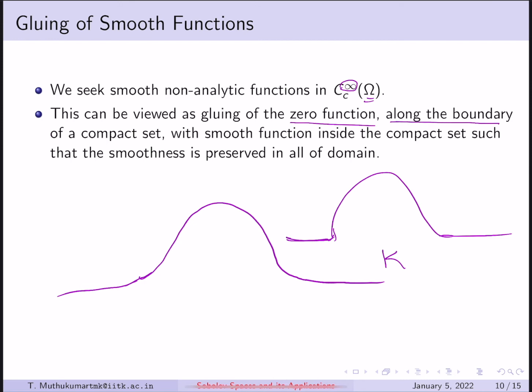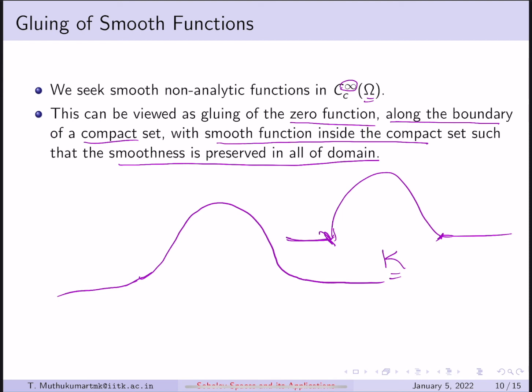along the boundary of the compact set. In this case, I called it K, a compact set with a smooth function inside the compact set such that the smoothness is preserved in the whole domain. I want to attach the zero function at the boundary of the compact set in such a way that the infinite differentiability doesn't break.